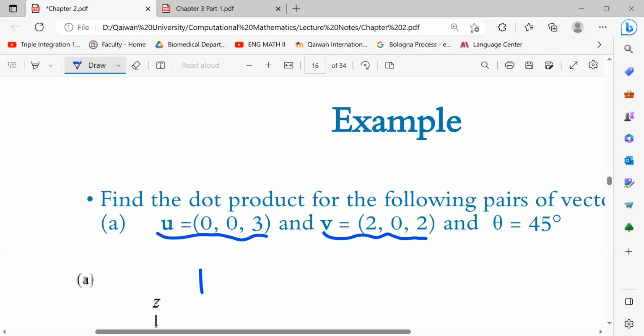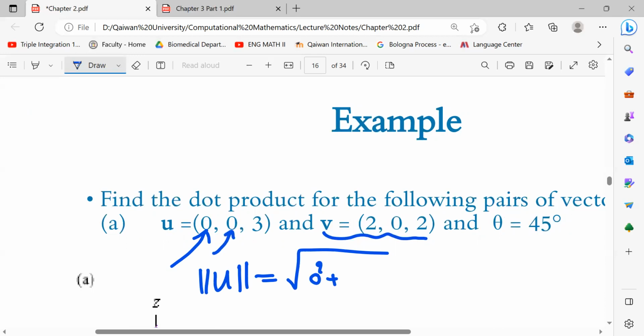What's norm u? Norm u is the sum of squares of all components in a square root. Here the components of u are 0, which is 0 squared, plus 0 squared, plus 3 squared, which is square root of 9, and it is 3. This is norm u. And you also need to find norm v.